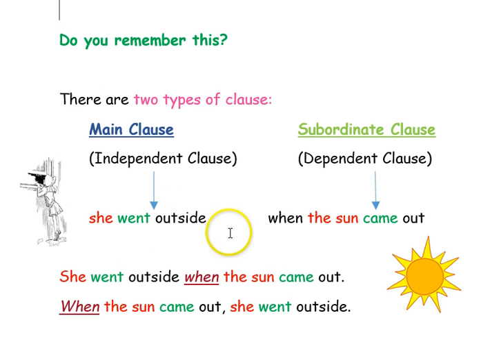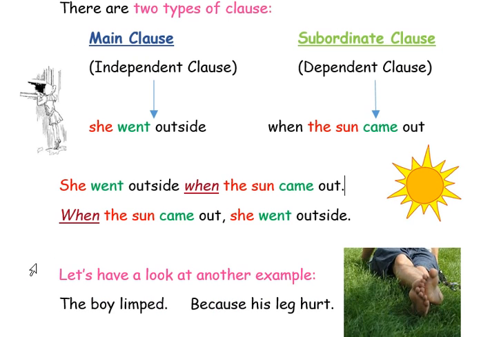However, when they're put together, you end up with a complex sentence, such as she went outside when the sun came out, and we can flip this subordinating conjunction to the front. Here it is. When the sun came out, comma, she went outside. These are complex sentences. Let's have a look at another example.